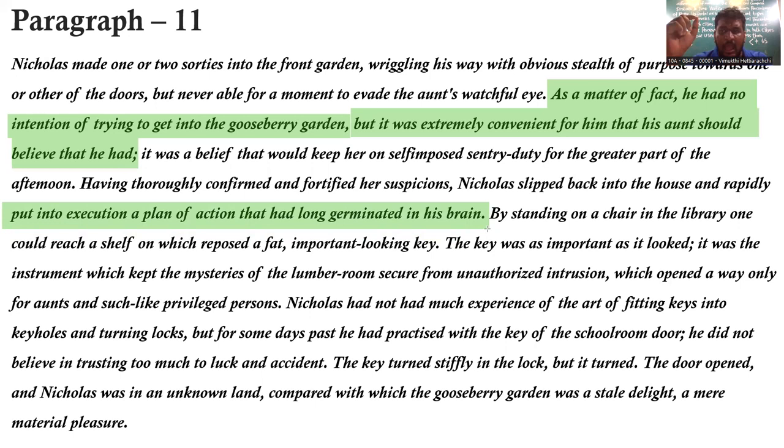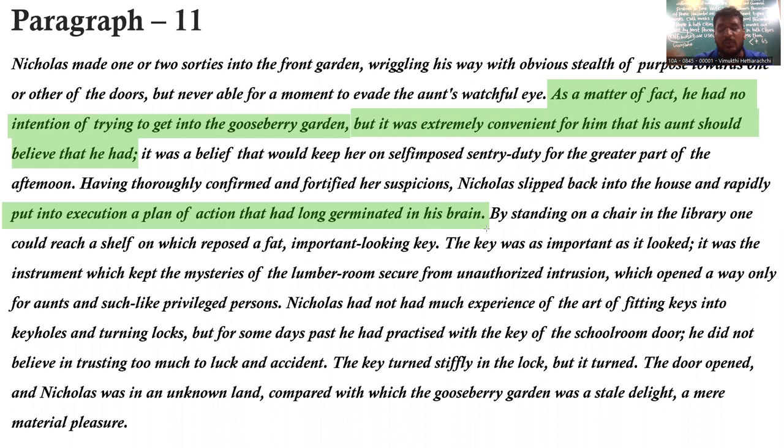Now, can you remember? Aunt actually organized that trip to the Jagbrough Beach as something that is not properly planned. But when it comes to Nicholas, Nicholas enters the Gooseberry Garden with a plan. He had an execution plan. He worked on a plan. So he's working accordingly. That is why he is known as a tactician.